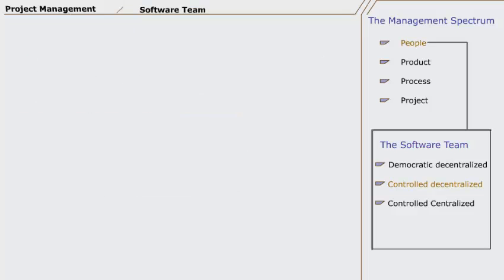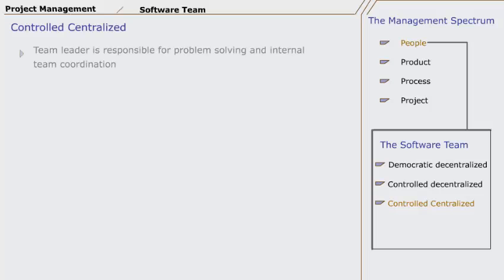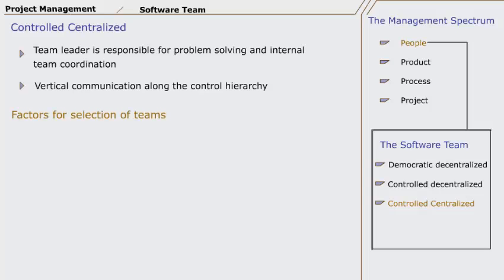Third type of software development team is controlled centralized. In this type of team structure, team leader is responsible for problem solving and internal team coordination. Communication between the team leader and team members is vertical. There are a number of factors that should be considered when planning the structure of software engineering teams.